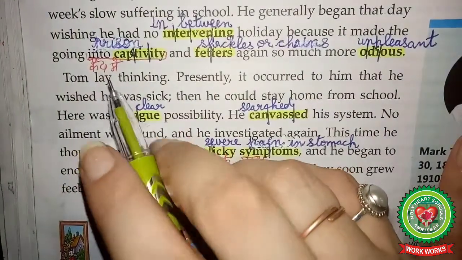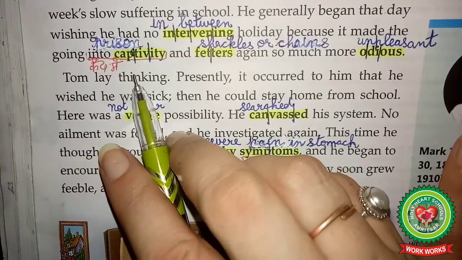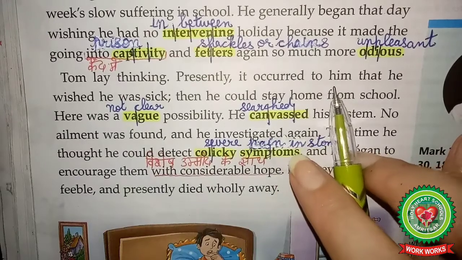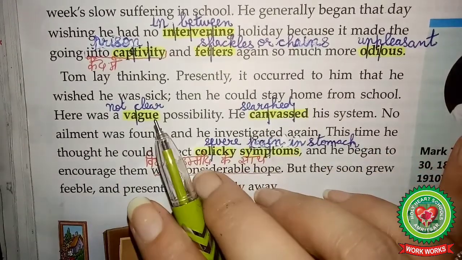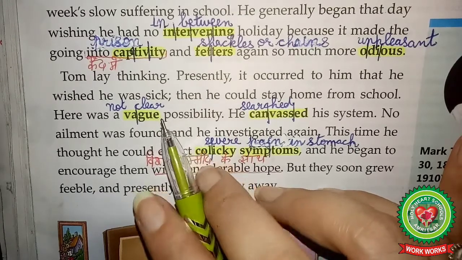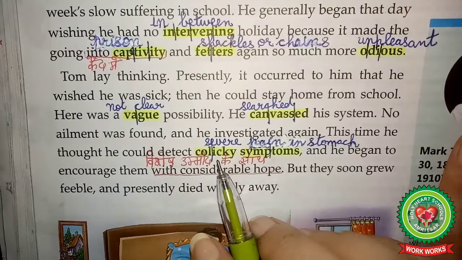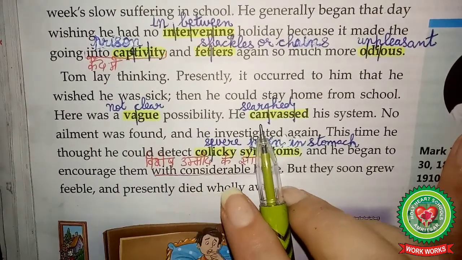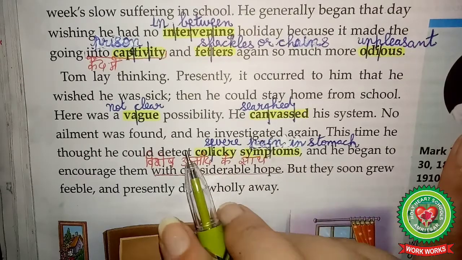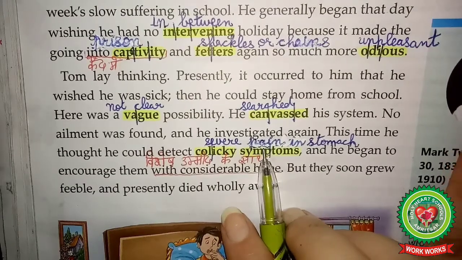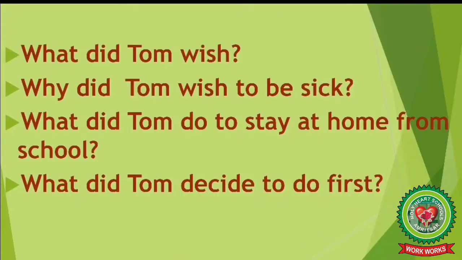Now students, Tom was lying on the bed thinking. He wished he was sick. So he thought he could stay home. He searched his system. No disease was found. So he investigated again. He thought he could find severe pain in his stomach. He tried wholeheartedly.